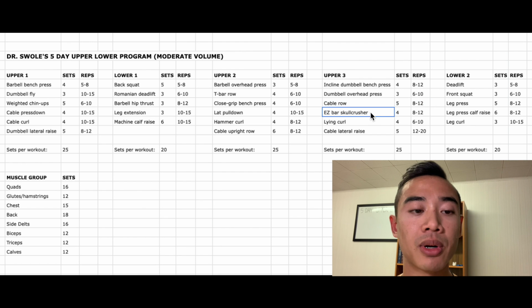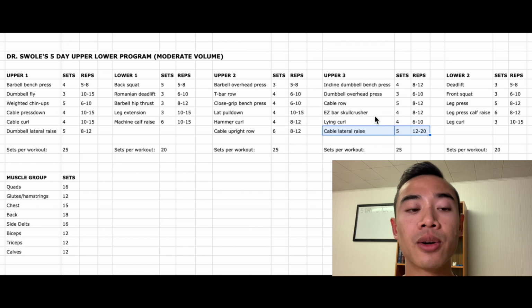We'll move on to easy bar skull crushers for the triceps, 4 sets of 8 to 12, and then lying curls for the biceps. This is like an incline curl, except you actually set the bench flat. You get a huge stretch, 4 sets of 8 to 10. Lastly, we have cable lateral raises, 5 sets of 12 to 20.